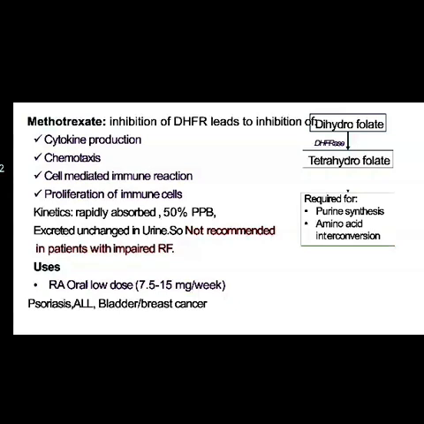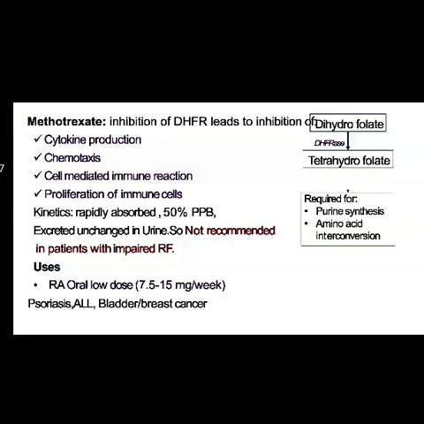And further, these syntheses are required for the production of cytokines, for maintaining chemotaxis, for maintaining immune functions, as well as for proliferation of immune cells. So all these things will be hampered if dihydrofolate reductase is inhibited, because dihydrofolate is not converted to tetrahydrofolic acid, and finally purine and amino acid synthesis or conversions will be stopped.